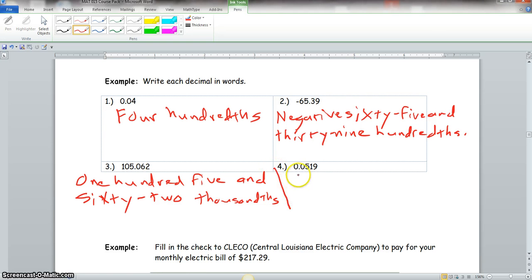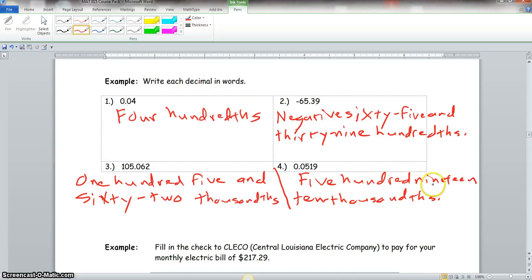Now, let's take a look at number 4. We have 0 in front of the decimal, so we don't write anything before the decimal or the word "and." We just write 519, and then we write the place value. This is tenths, hundredths, thousandths, ten thousandths. So 519 ten thousandths.